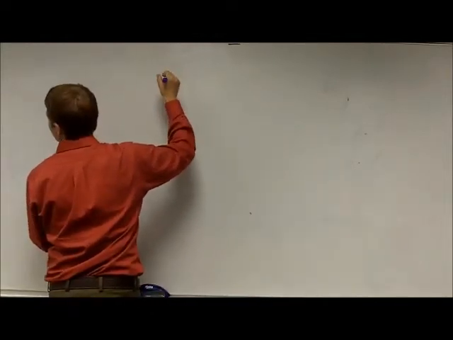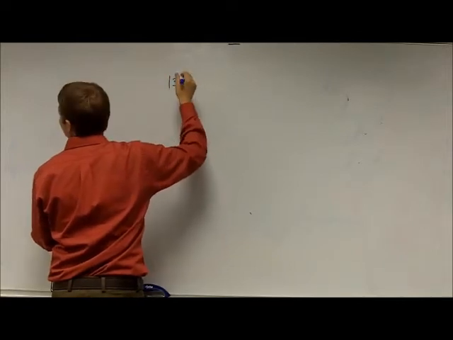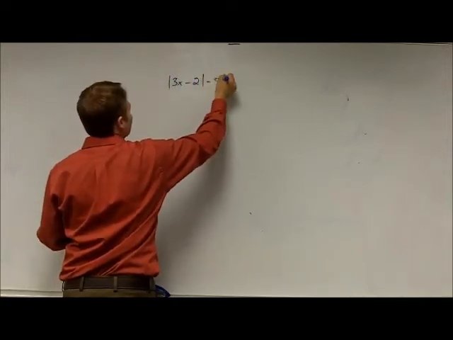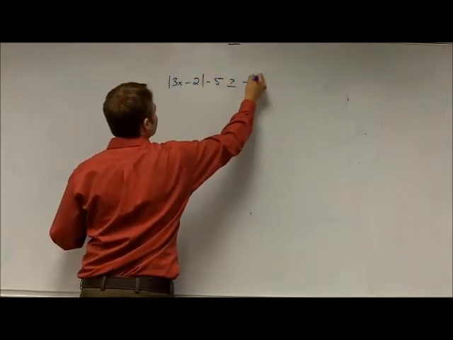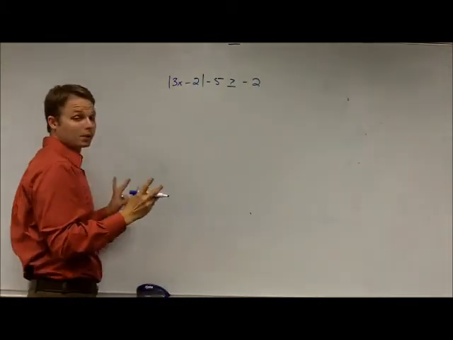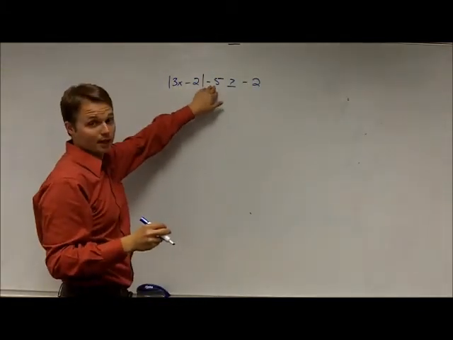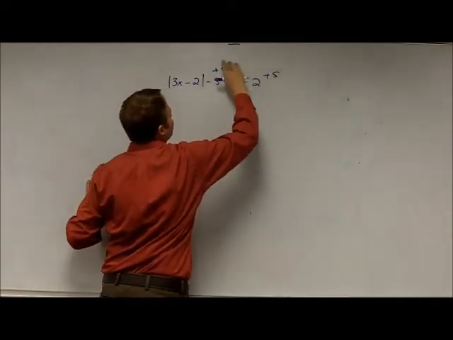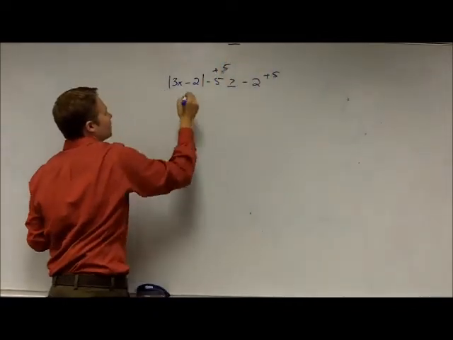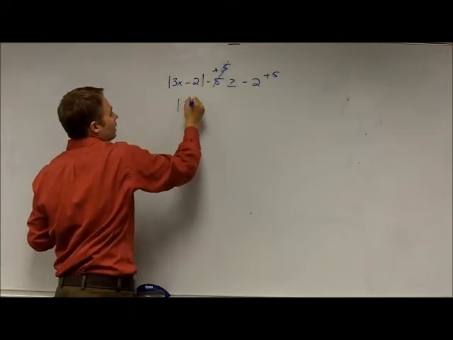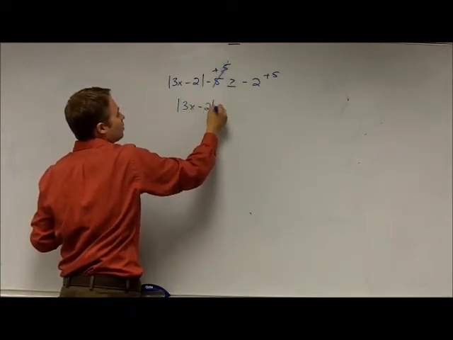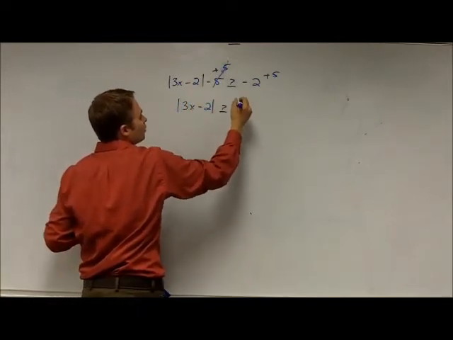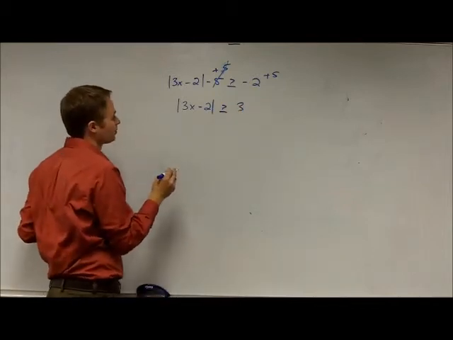So let's try one with a greater than sign in it. Again, just like with the equation, I want to get rid of this negative 5 before I do anything, so I'll add 5 to both sides. So that will cancel out there. I'll get the absolute value of 3x minus 2 is greater than or equal to positive 3.